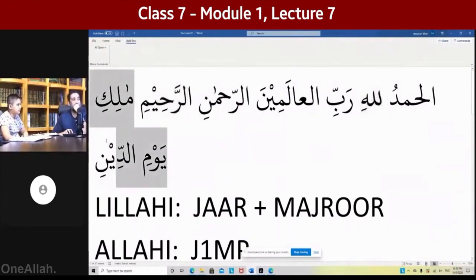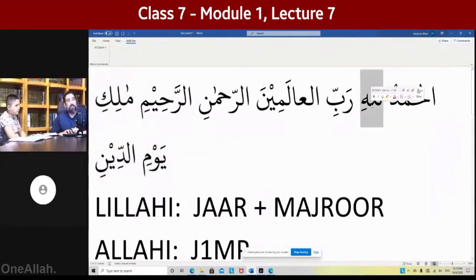Maliki Yawmiddini is a double mudaf and mudaf ilayh, but overall it has the same four properties as the word Allah. That means that the word Allah is the noun, or the mawsuf.